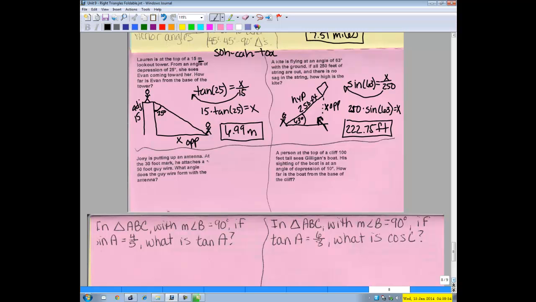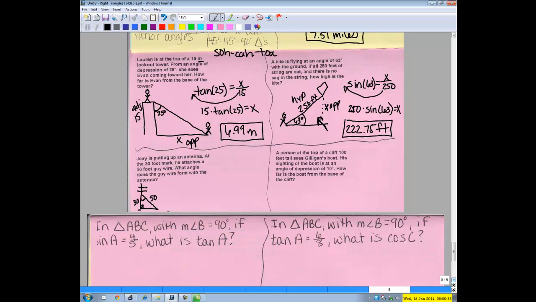Joey is putting up an antenna. At the 30-foot mark, he attaches a 50-foot guy wire. What angle does the guy wire form with the antenna? So he's putting up an antenna. They usually look like this. And the guy wire is just a wire that helps to hold it up. So it's at 30 feet up, from this wire to the bottom. He attaches a 50-foot wire, so this whole wire is 50 feet. What angle does the guy wire form with the antenna? So what angle is this right here?